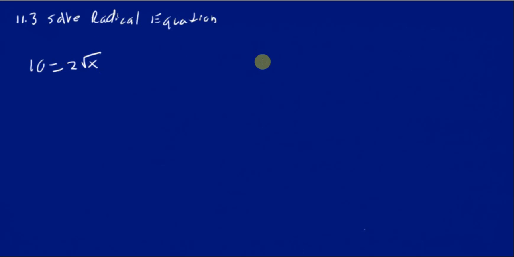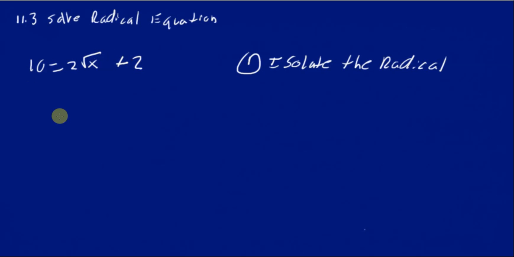So the first thing I want to do when I solve a radical equation is isolate the radical. If I had a plus 2 out here, I would just subtract 2 from both sides. So I'm going to isolate the radical. Here's my radical. I'm going to treat that just like my variable. So I subtract 2 from both sides. That's going to be 8 equals 2 times the square root of x.